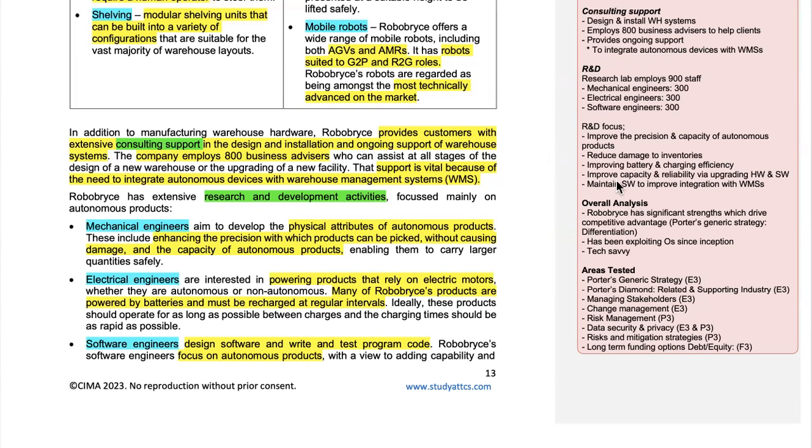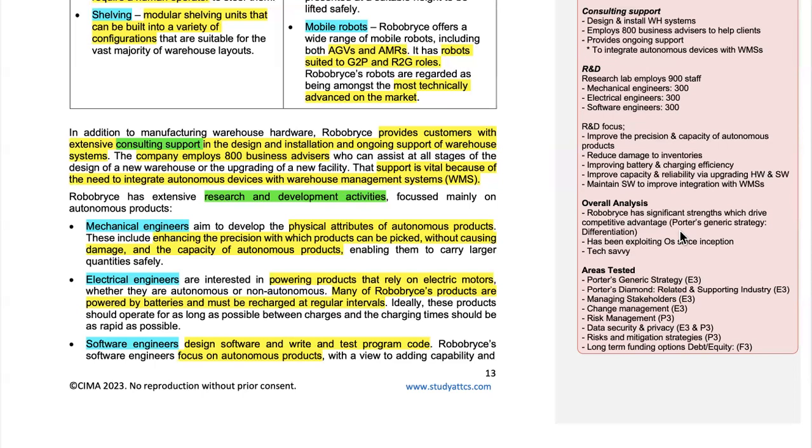And our R&D initiatives are focused on improving capacity and reliability via upgrading hardware and software which we provide to our clients. And we are also focused on maintaining software in order to improve integration with WMSs or warehouse management systems utilized by our clients. So based on all this information, what I can say is that Robobryce has significant strengths which drives competitive advantage.